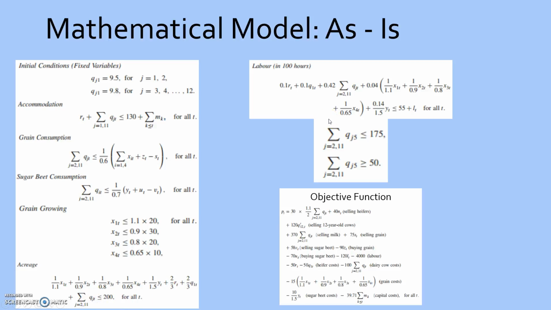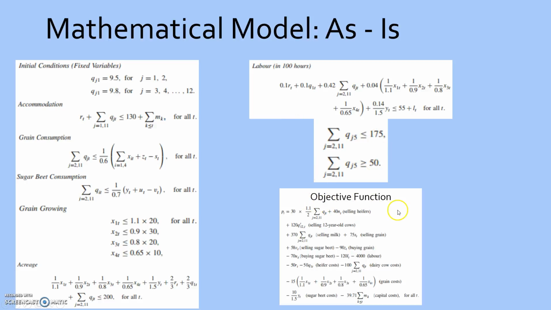And then over here you can see the labor constraint for all of your cows, and for each type of cow, your heifers, your milk-feeding cows, also for your sugar beet farming and your grain farming. And then right here you can see the constraint that you cannot have more than 175 cows or less than 50 cows on your farm.